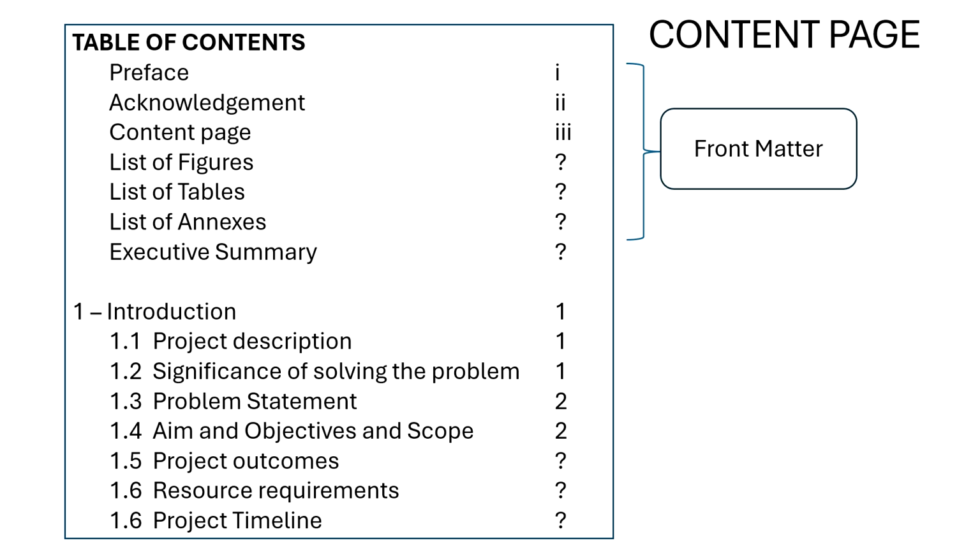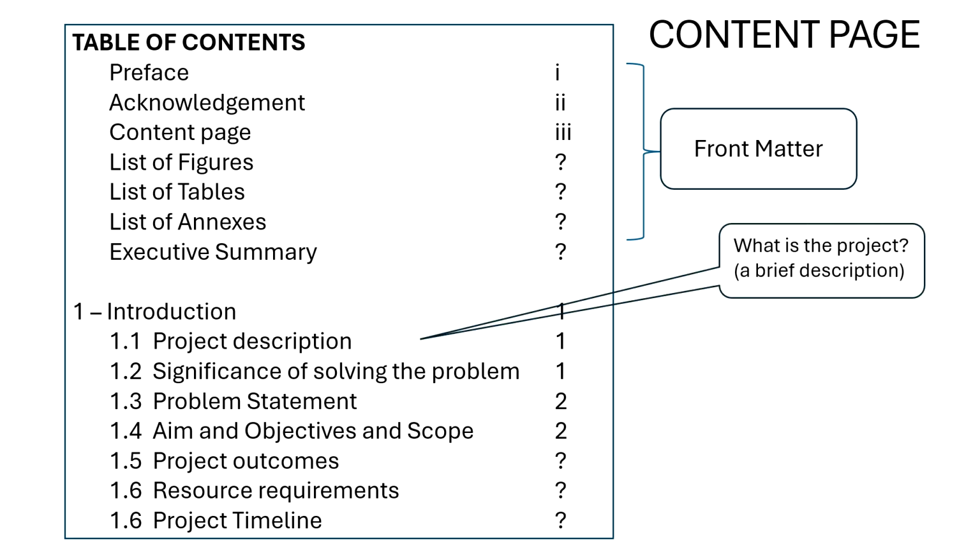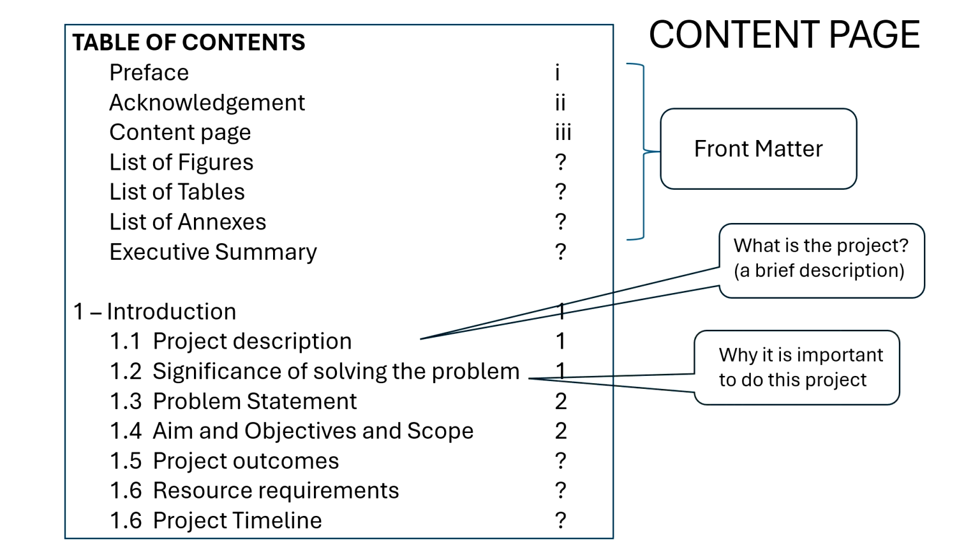Here you can see the first chapter. You have the introduction, project description. Now, what is the meaning of project description? So it's about the project that you have undertaken to solve some problem. There's a very brief, maybe about 2 paragraphs about the project. Then the significance of solving the problem. Significance means the importance. Why should you solve this problem?